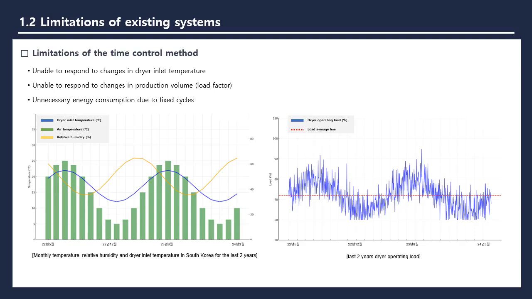The second trend represents the operating load of the dryer over 2 years. As you can see, the conditions continuously fluctuate, and although the average operation remains at 70%, the time control method fails to adapt accordingly. Now, let's introduce previous research.